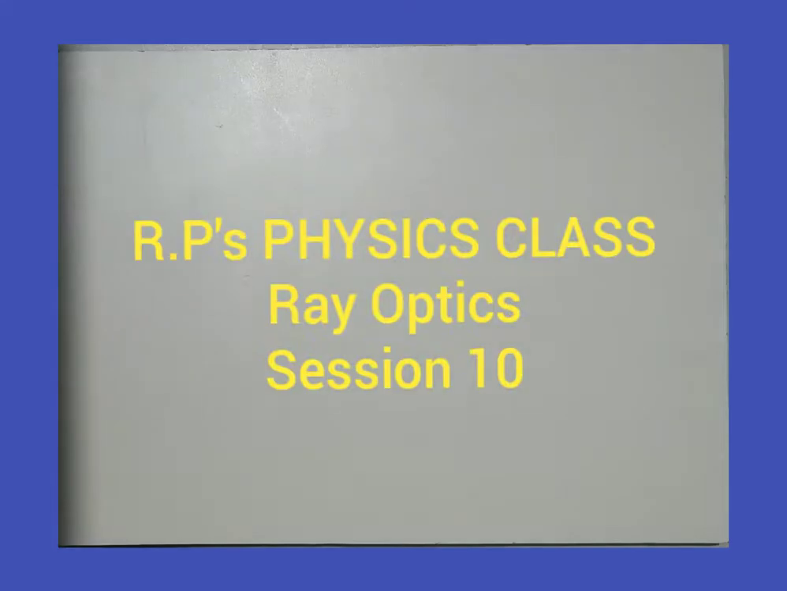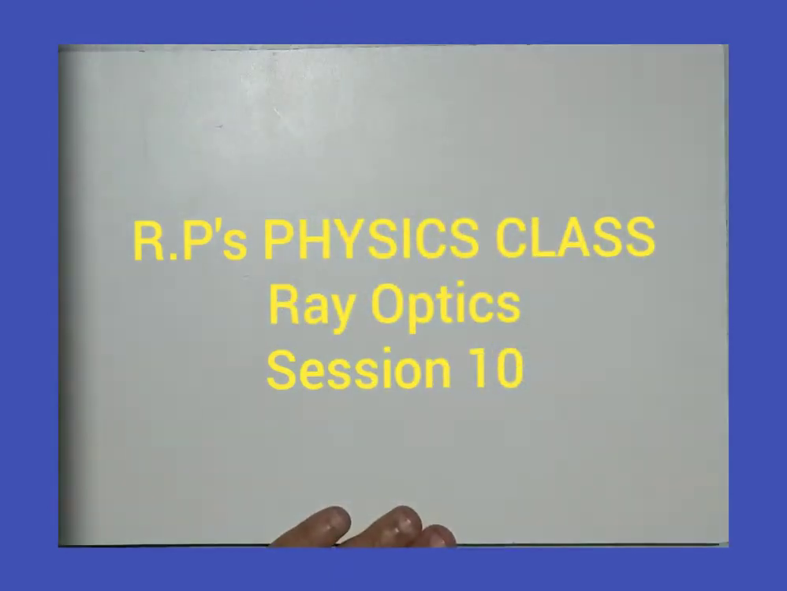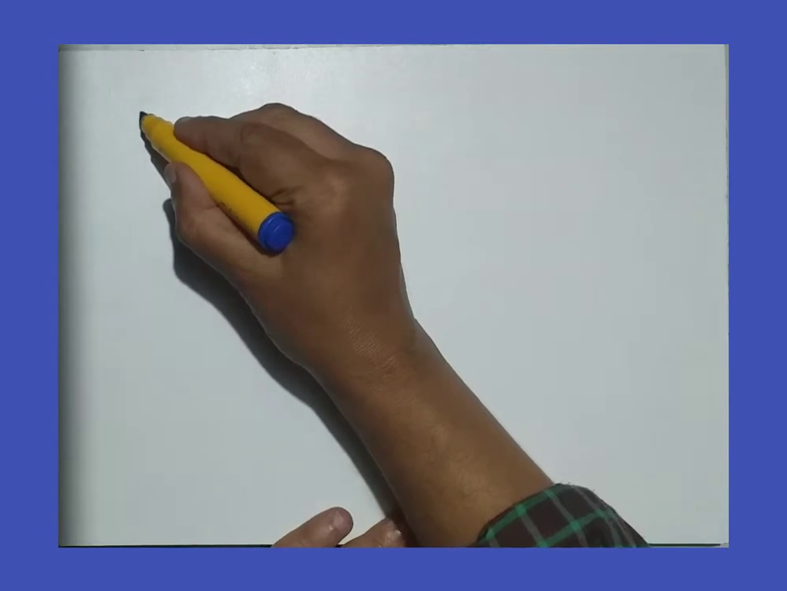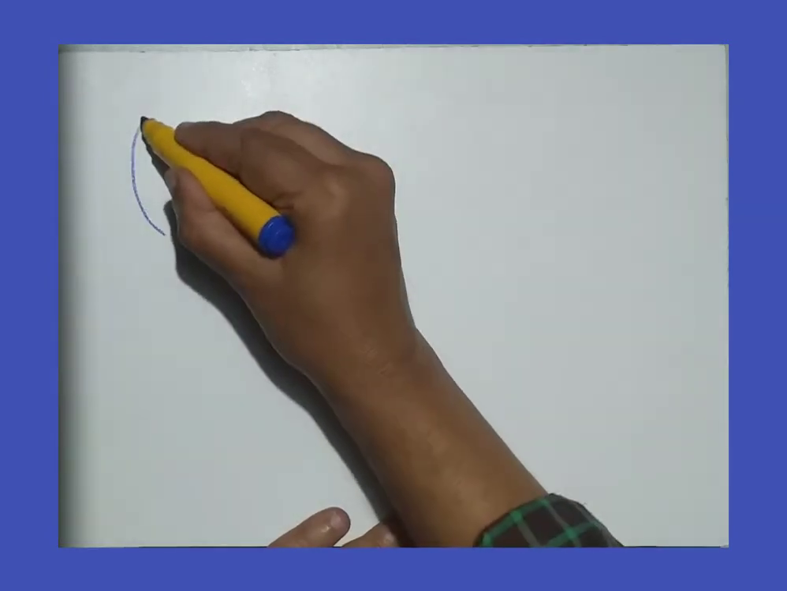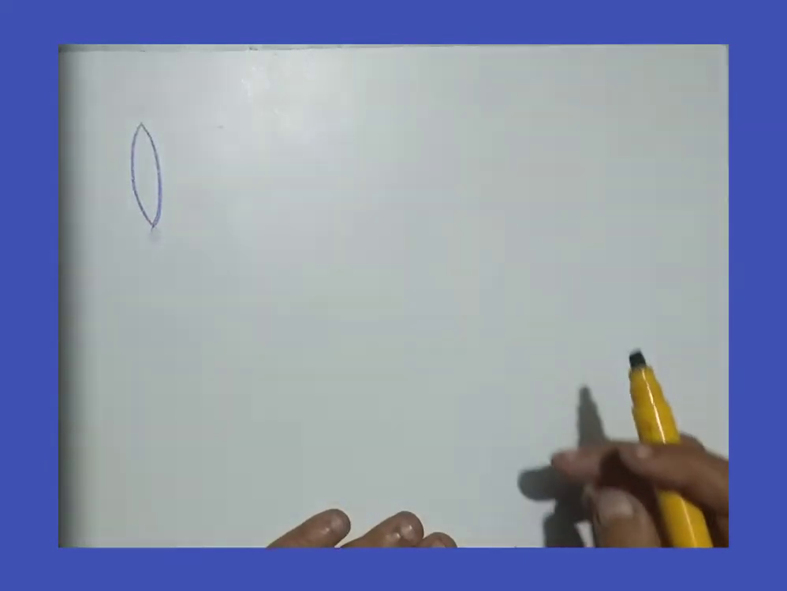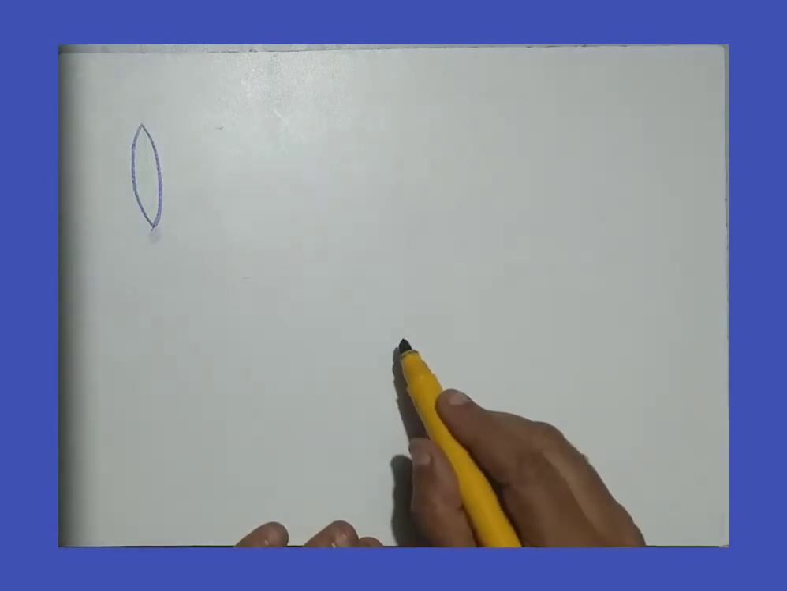Dear students, in this class 10, let me write in the beginning some figures, what you know already from your 10th standard class. So just observe. I write the first figure like this. Can you say what it is? In ray optics, this shape is called a convex lens.